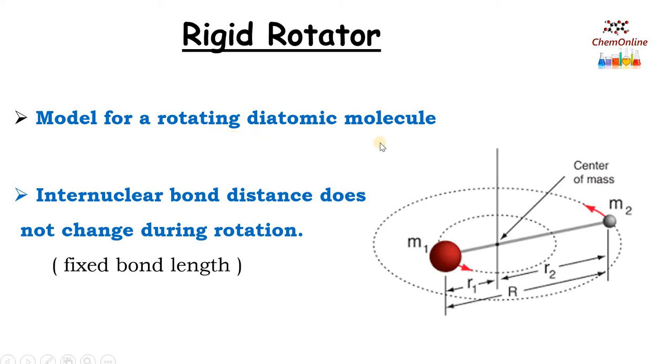Rigid rotator or rigid rotor means that the internuclear bond distance does not change during rotation. That is, a molecule does not distort under the stress of rotation. So this model is used for deriving the rotational energy of a diatomic molecule.